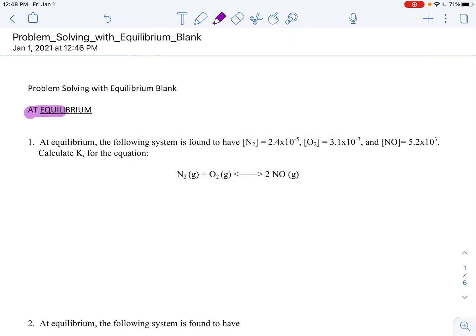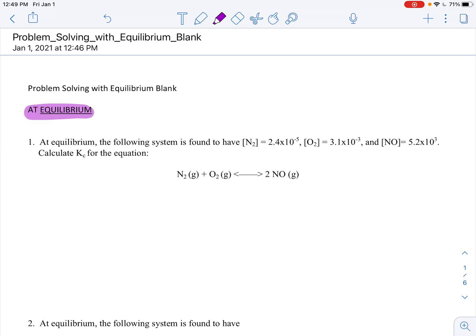So, first of all, we're going to start easy. We're going to start where it says that we are already at equilibrium. If we are already at equilibrium, that makes things infinitely easier because we don't have to figure out a starting condition or anything like that. They're telling us that we are at equilibrium.